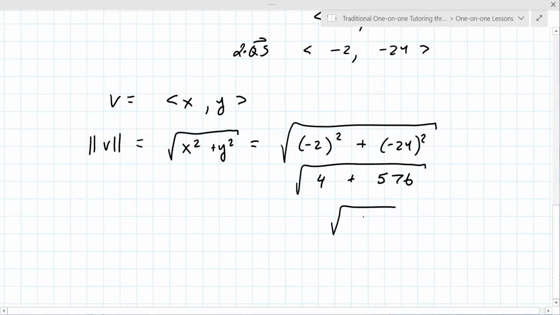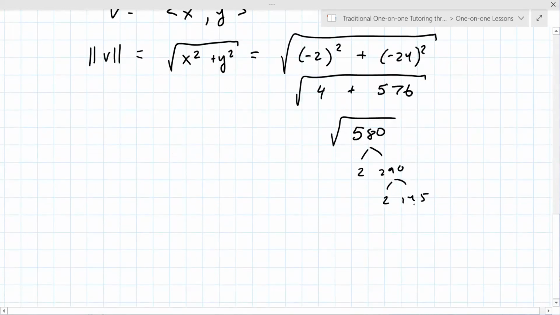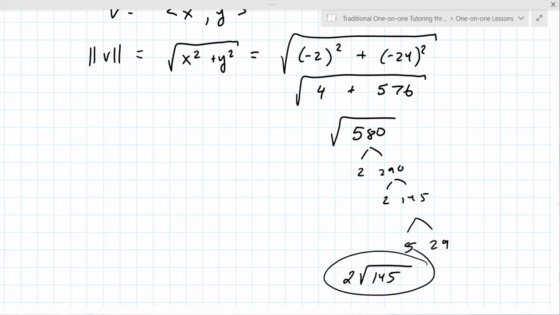And that's the square root of 580, which I guess we should reduce to 290, to 145. Does 3 work? No, 3 does not work. 5 and 29. So it looks like it's 2 root 145. Okay, they do expect you to reduce that there. Got it.